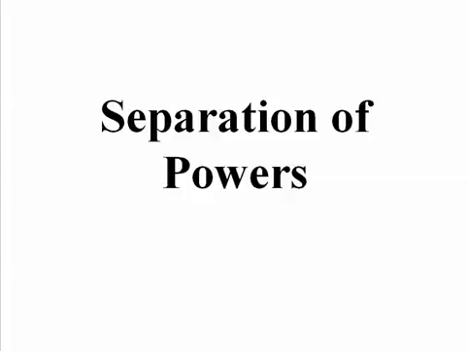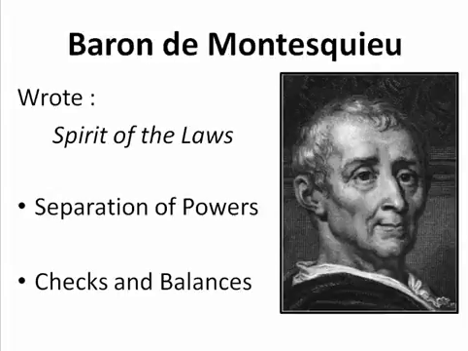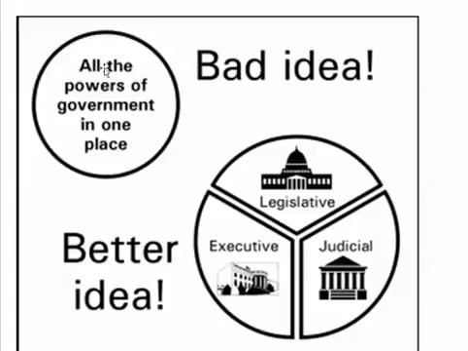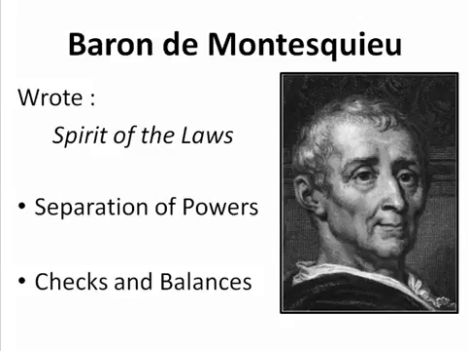Then separation of powers comes about because of Montesquieu. This guy, Baron de Montesquieu, wrote a pamphlet called Spirit of the Laws, and he says, hey, you know what? All powers of government in one place, bad idea. That's what happened with King George III in Parliament. Not good. This unitary system, not good. A better idea is to separate the branches into three different powers: legislative, executive, and judicial. And that's what Montesquieu came up with.